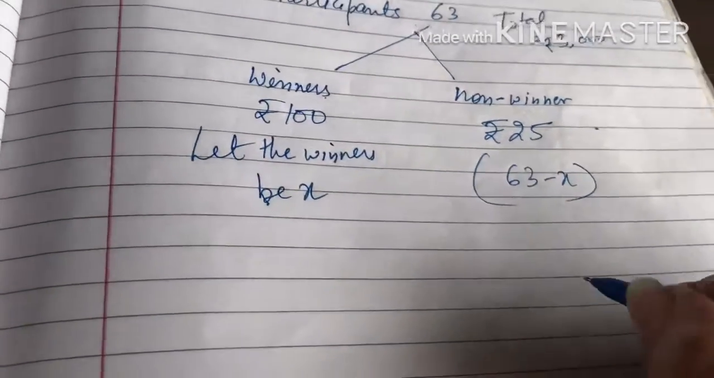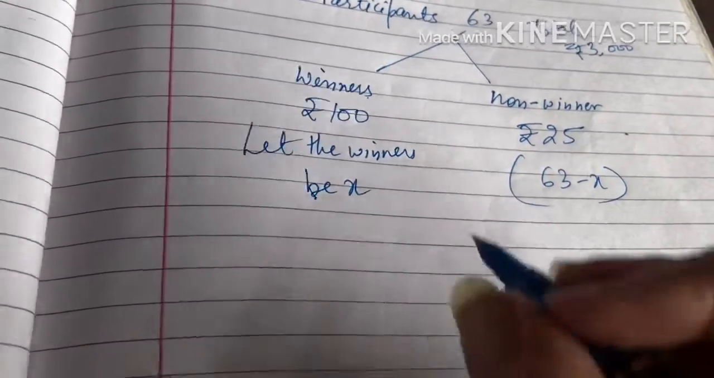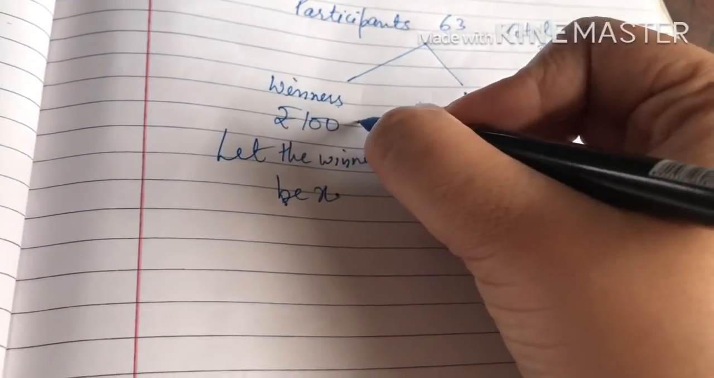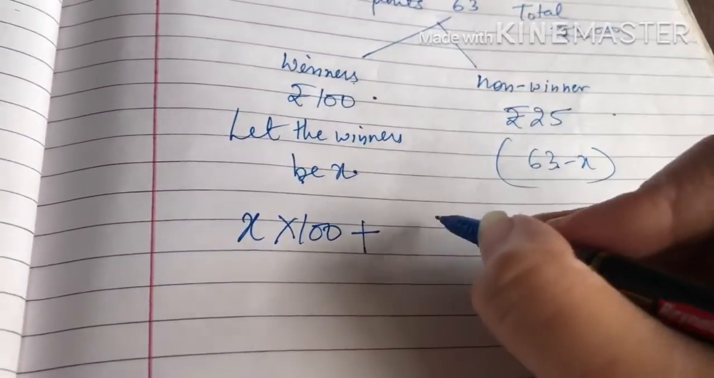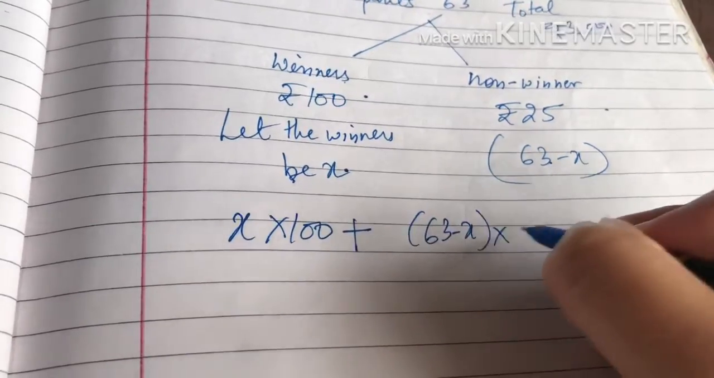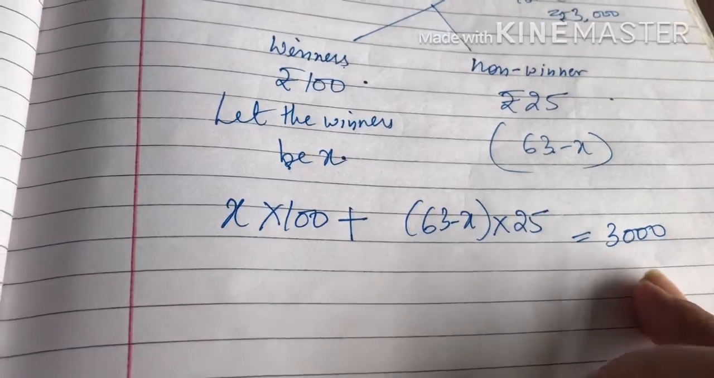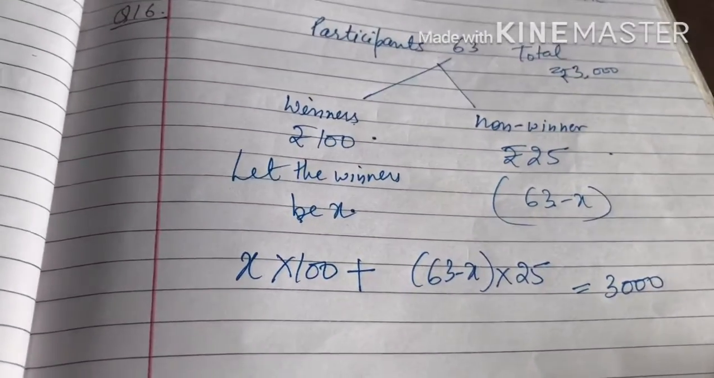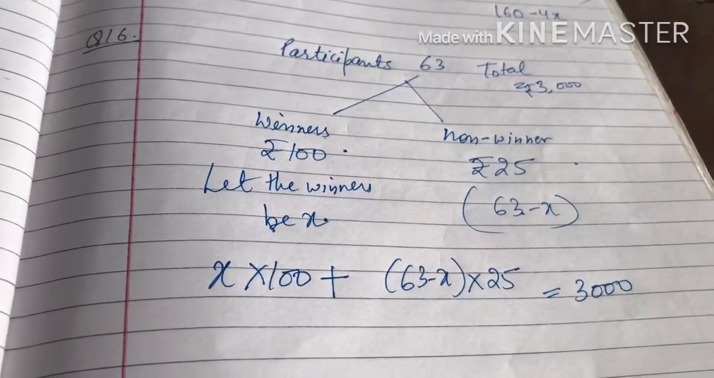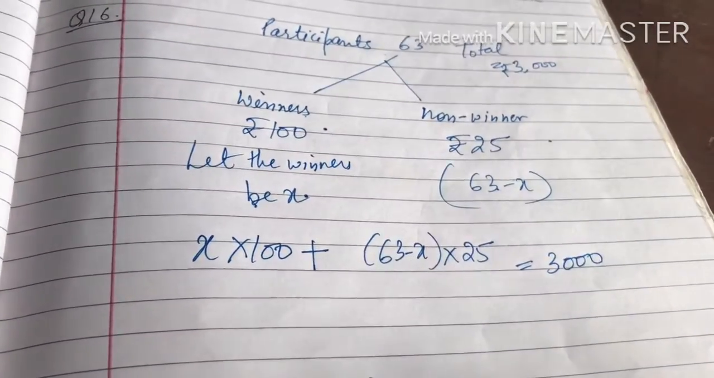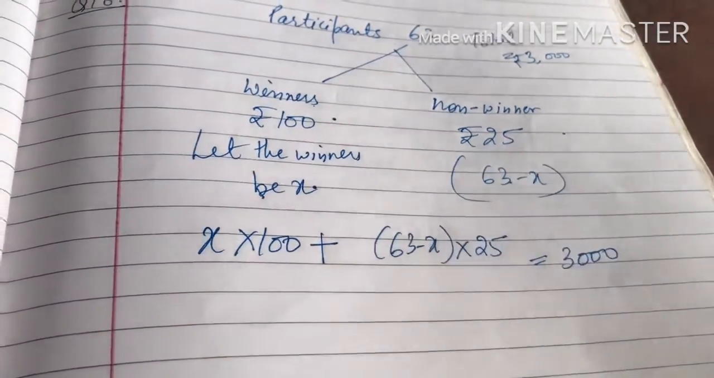Now the total prize money distributed is 3000 rupees. And how do you get this 3000? Each winner has got 100 rupees, so winners multiplied by the prize money, plus non-winners multiplied by the money given to the non-winners, and this total is going to be 3000, and you have got your equation. This is how you can solve question number 16. Find the value of x, that will be the number of winners. For the non-winners, subtract x from 63.